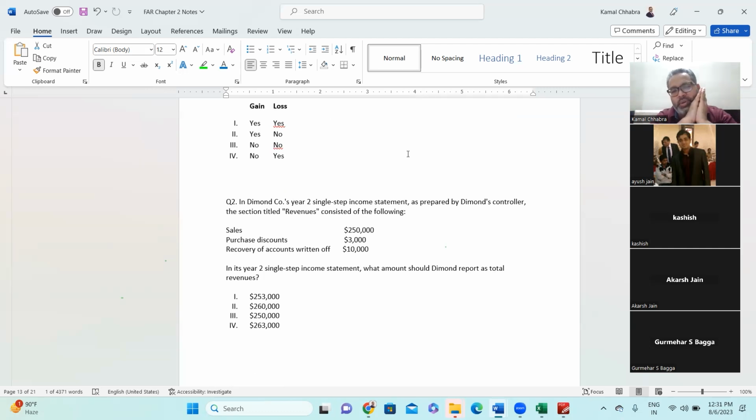The single step income statement as prepared by Diamond's controller. The section titled revenue consists of the following: sales, purchase discount, and recovery of accounts written off. In year 2, in the single step income statement, what should Diamond report as the total revenue? So what will be the revenue?